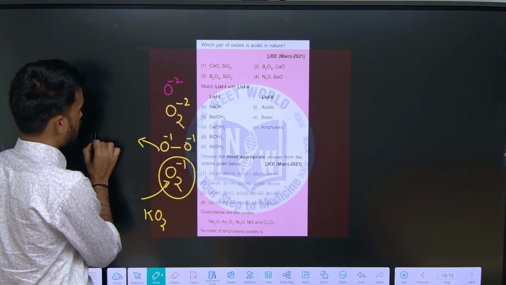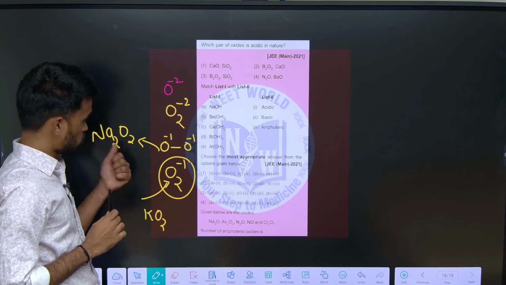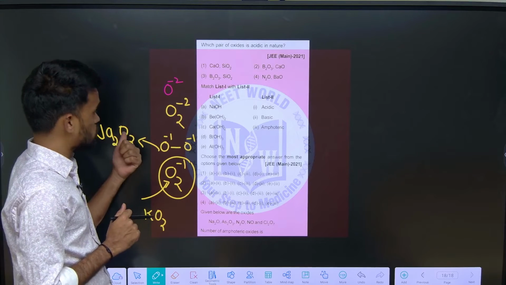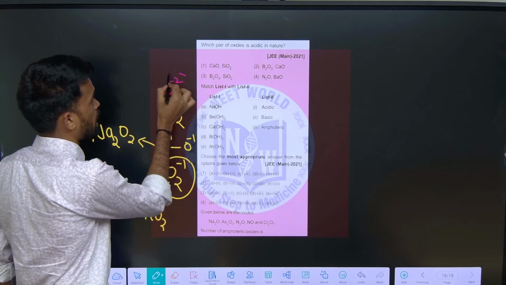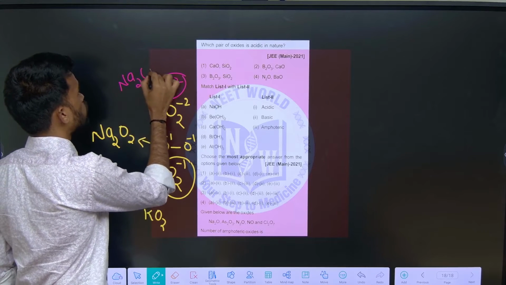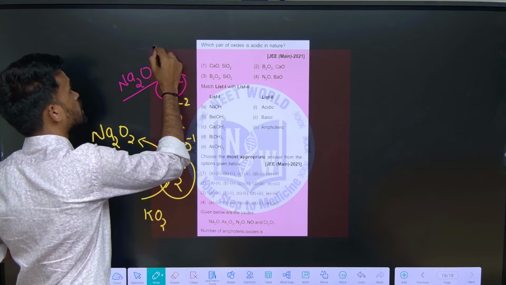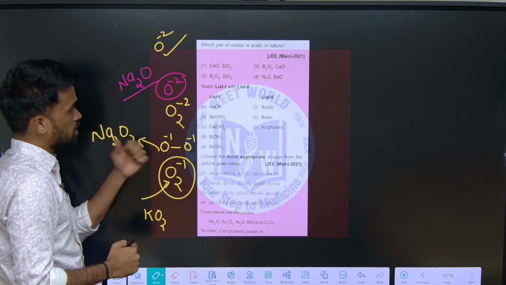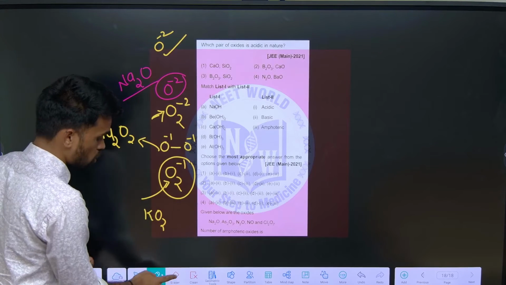For this I am writing sodium peroxide, Na2O2. This is sodium peroxide, which has minus 1 charge for each oxygen atom, and a normal oxide should have minus 2 charge, like Na2O. In Na2O, what is the oxidation state of oxygen? Minus 2. Therefore these are oxides. If it is like this, you can consider it a peroxide. If it is like this, you should say it is a superoxide.